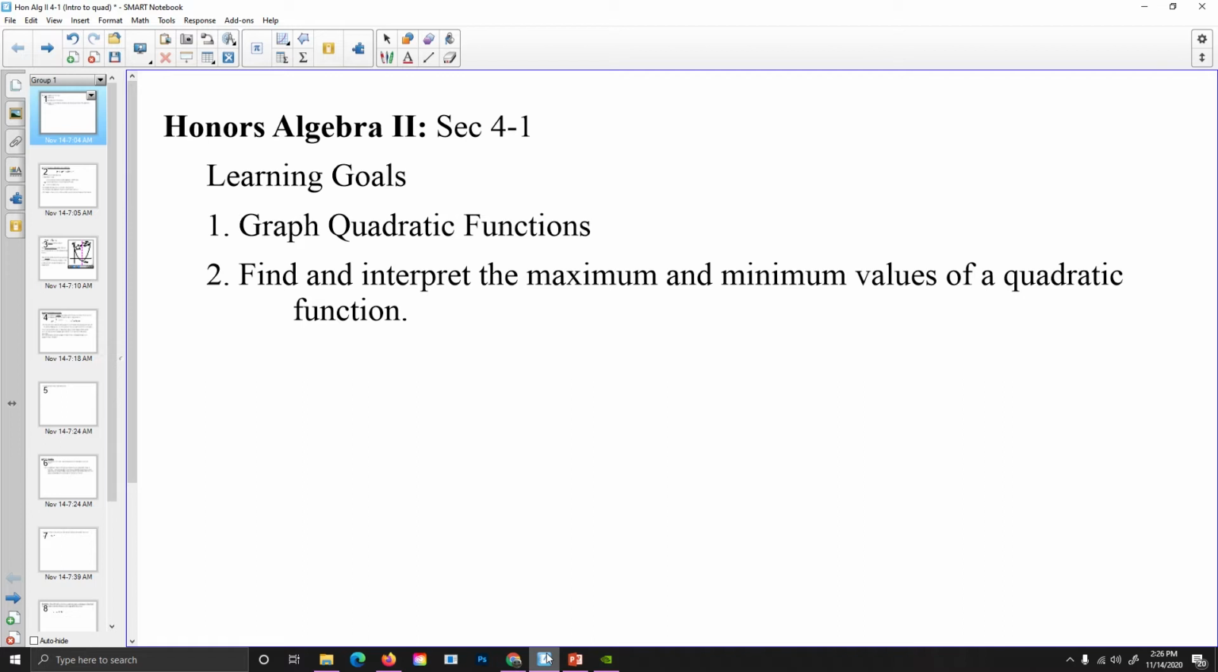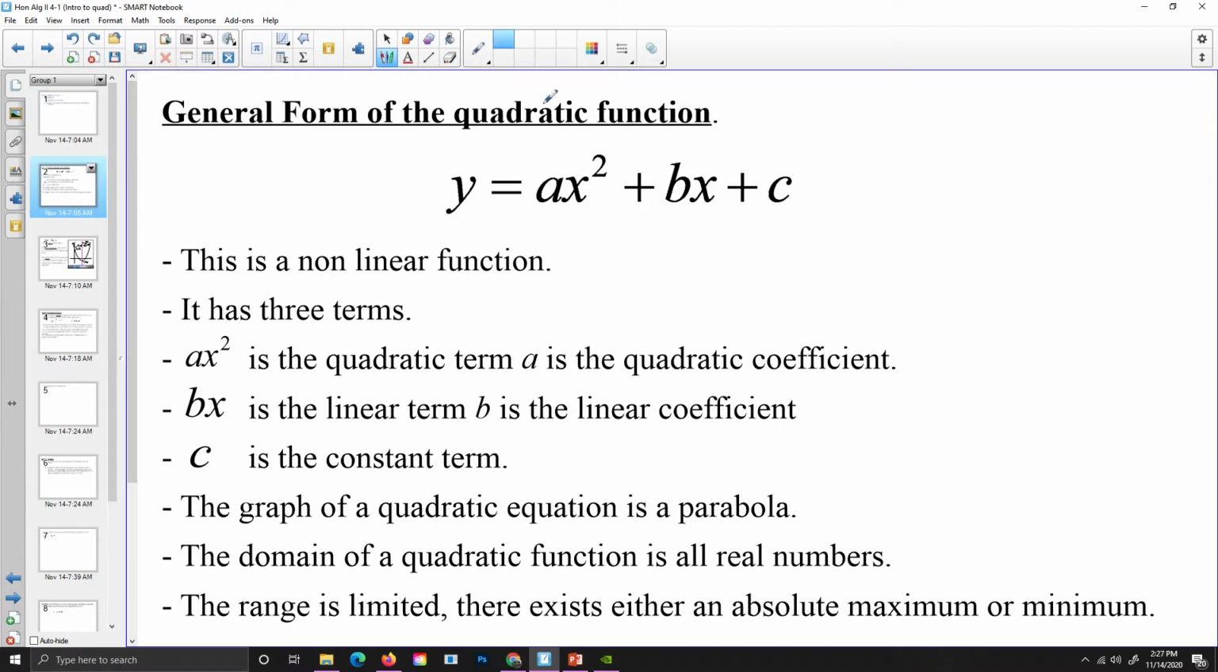The learning goals for today: we are going to graph quadratic functions. We are going to interpret the maximum and minimum values of a quadratic function. So what, first off, is a quadratic function? A quadratic function is a polynomial function, and we've had some polynomial functions before.